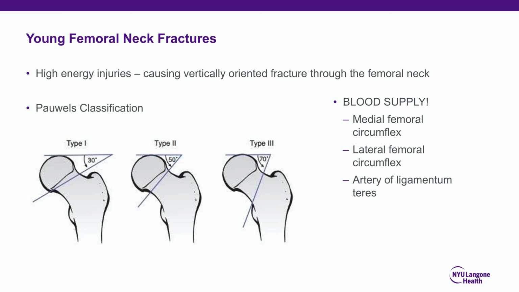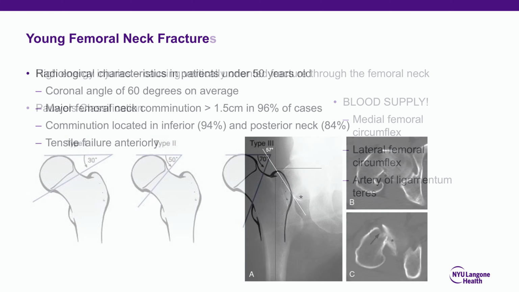The Pauwels classification is typically used to describe fractures of the femoral neck in young patients. From type 1 to type 3, the classification goes from a more horizontal to a more vertical pattern. Keep in mind that patients with young femoral necks can also get stress fractures in this region. These are typically diagnosed on MRI and require a T1 weighted image.